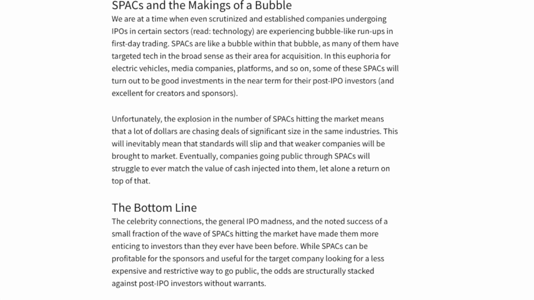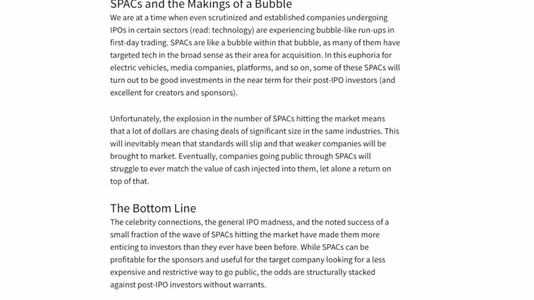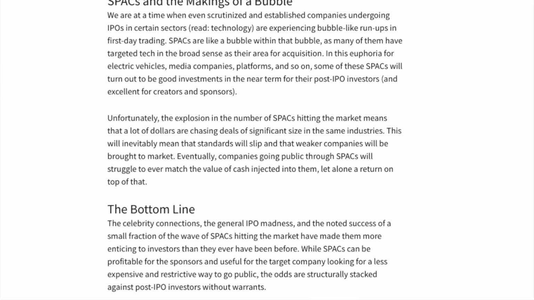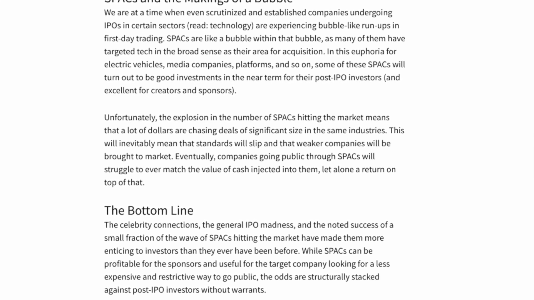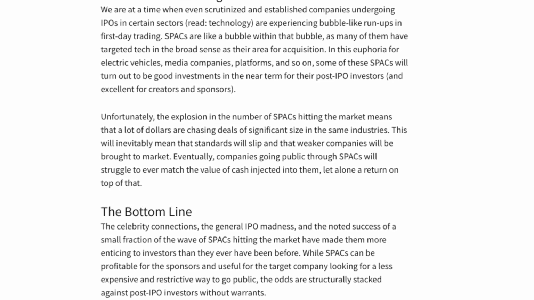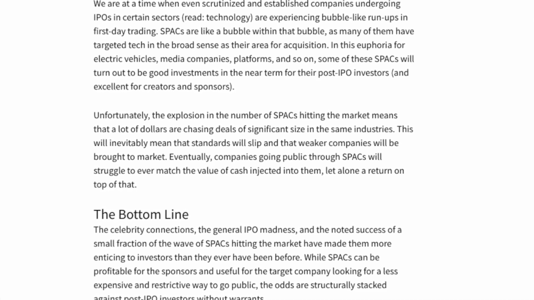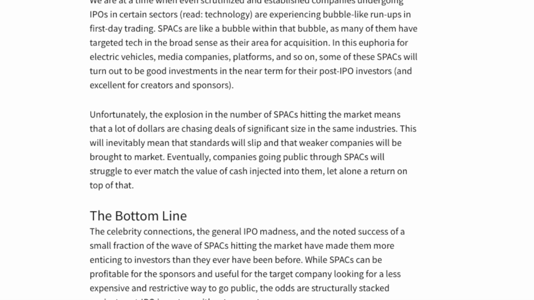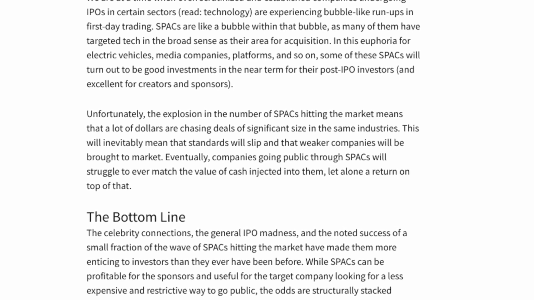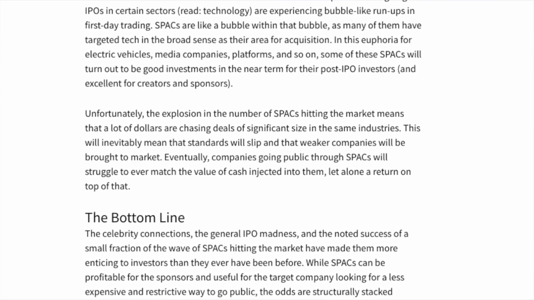Unfortunately, the explosion in number of SPACs hitting the market means that a lot of dollars are chasing deals of significant size in the same industries. This will inevitably mean that the standards will slip and the weaker companies will be brought to market. Eventually, companies going public through SPACs will struggle to ever match the value of cash injected into them, let alone a return on top of that.